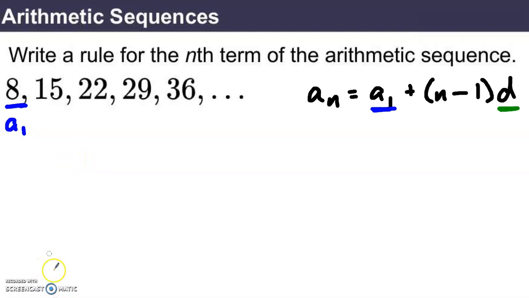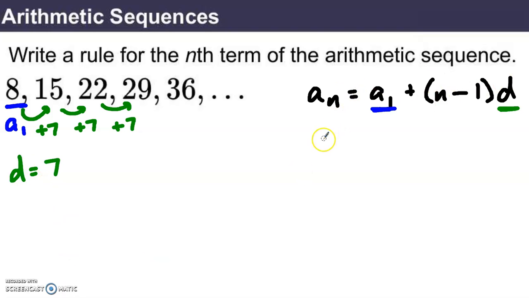And what is that common difference? What is it that you can take each previous term and add to get the next term? What could you add to 8 to get 15? It's 7. And it works to get from 15 to 22, and 22 to 29, and so forth. d is 7. So all I need to do to find a rule for a sub n is to plug 8 in for a sub 1, 8 plus the quantity n minus 1 times d, which is 7.